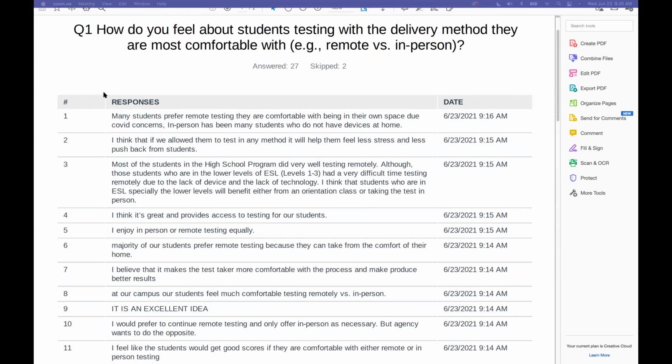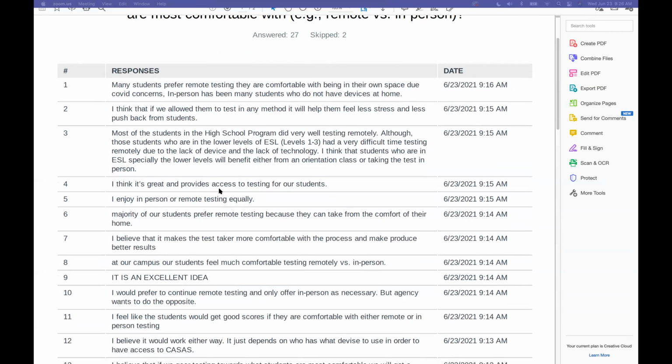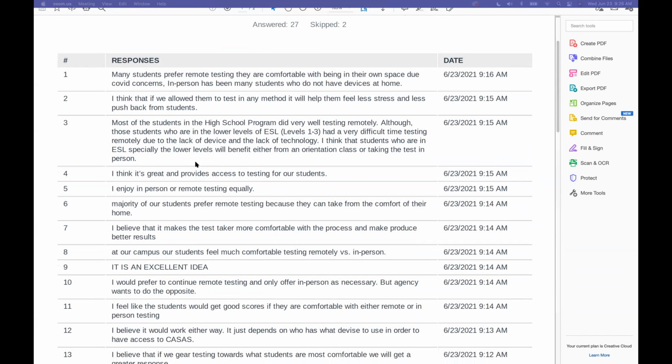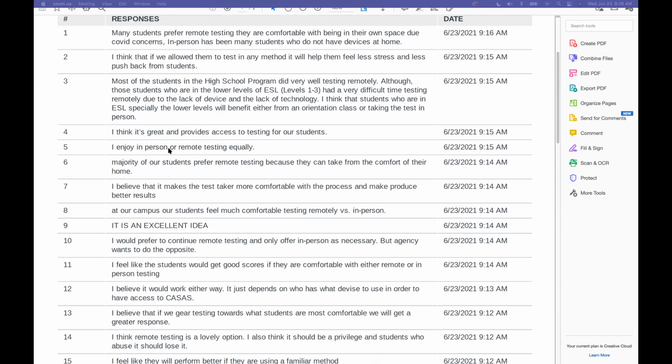Many students prefer remote testing. They're comfortable with being in their own space due to COVID concerns. If they're allowed with any method, it will help them feel less stress. I think it's great, provides access for all of our students. I think that students who are in ESL, especially the lower levels, will benefit either from an orientation class or taking the test in person. Thank you for that comment.